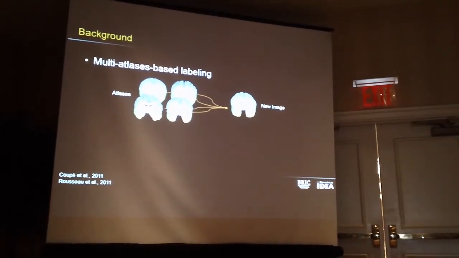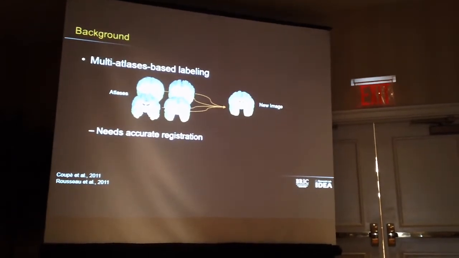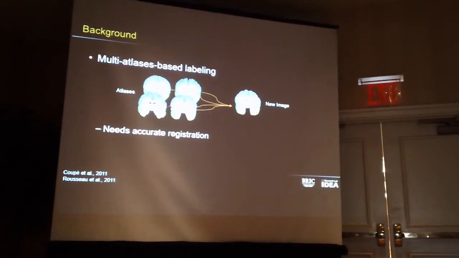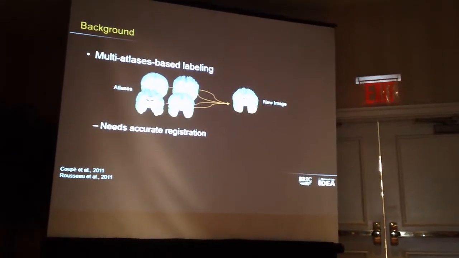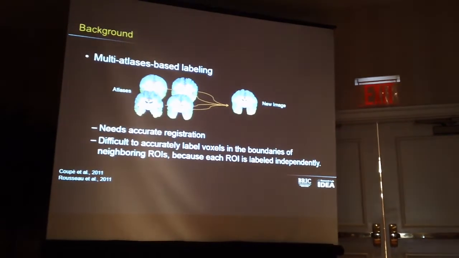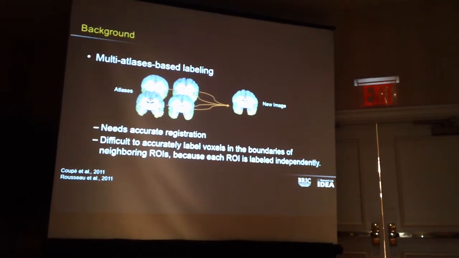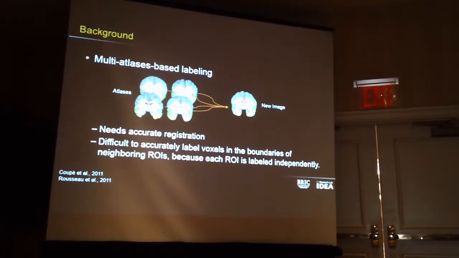But it has two problems. The first problem is it needs accurate registration, which means the quality of labeling highly depends on the accuracy of the registration result. The second problem is it is difficult to accurately label the voxels in the boundaries of neighboring ROIs because each ROI is labeled independently.